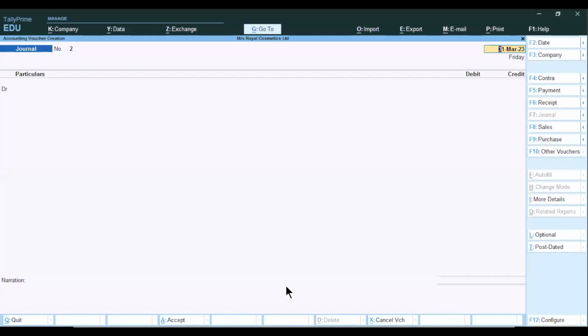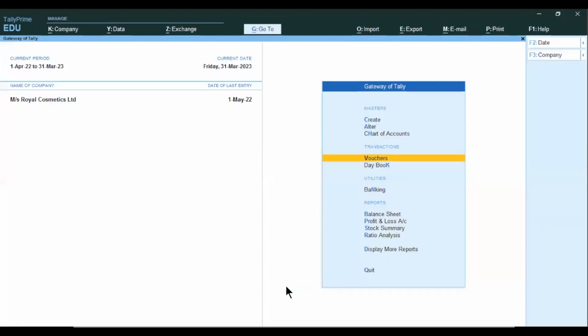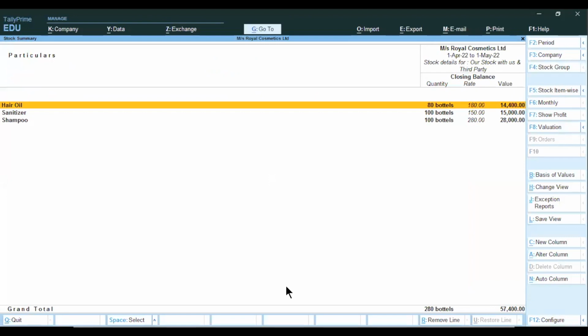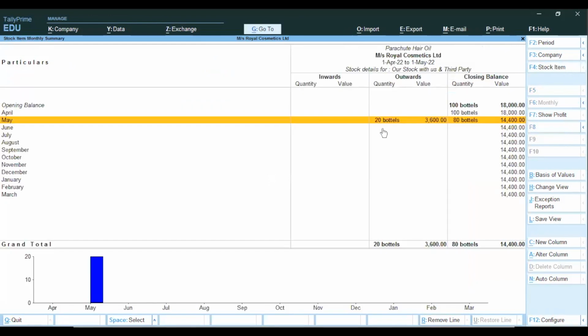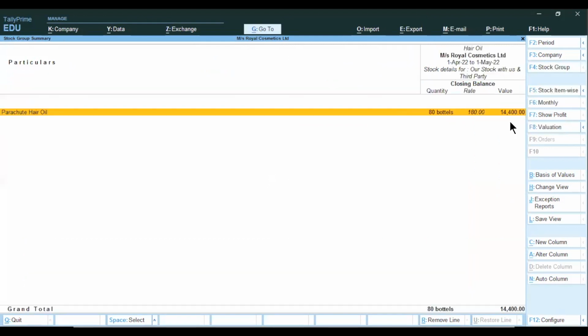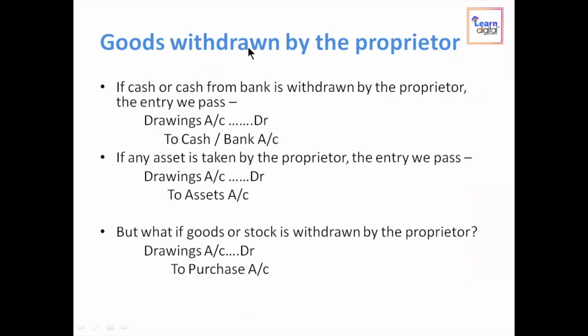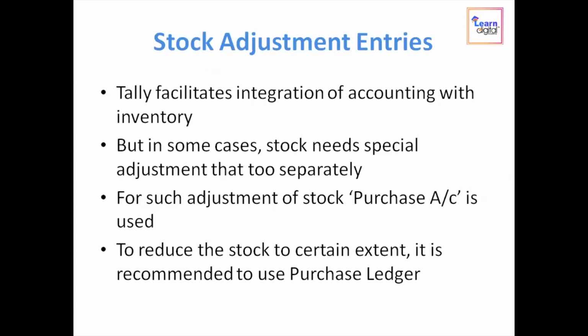After entering this transaction, just check the report. Go to stock summary, enter hair oil. We have now 80 bottles in our stock, as we had 100 bottles, and 20 bottles were taken out by the proprietor. Now 80 bottles are there in the stock, and in the main screen we will find the rate also. The rate per bottle is 180 rupees. So this is how we can enter special transaction for goods withdrawn by the proprietor. This is one type of transaction that needs special adjustment entry in a separate way.